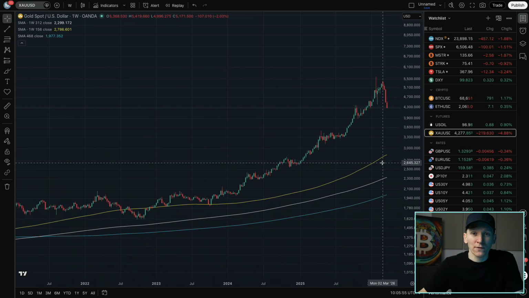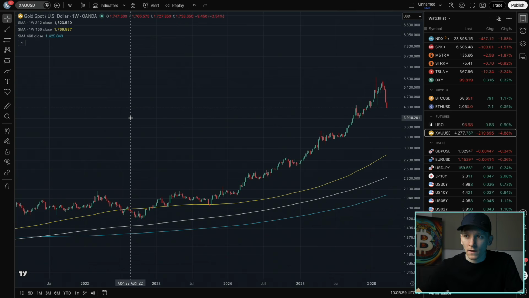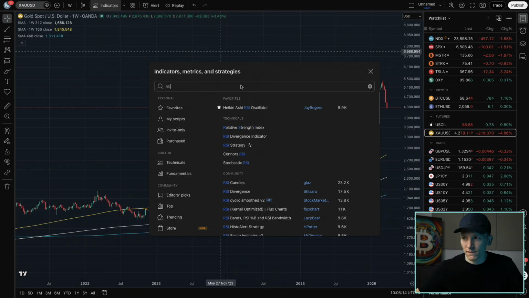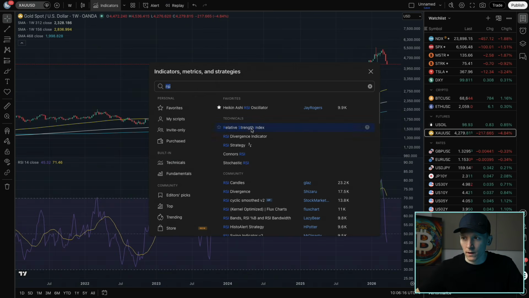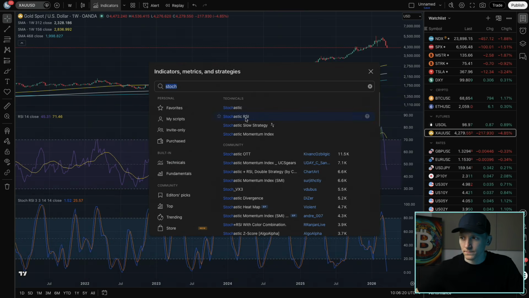In this video, I'll show you how to use the stochastic RSI indicator on TradingView or any other trading software. So in your trading software, go to indicators. Now, the stochastic RSI is an indicator that shows us the relative strength or the strength in the move of the RSI indicator. So it's an indicator on top of another indicator. So what I'll show you is the RSI, relative strength index. Click that one. And then I will search for stochastic RSI right here.